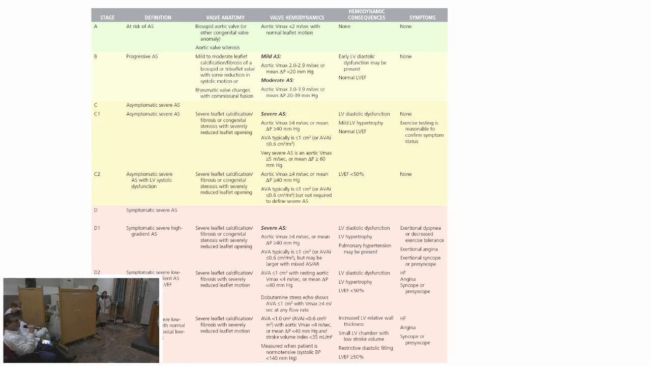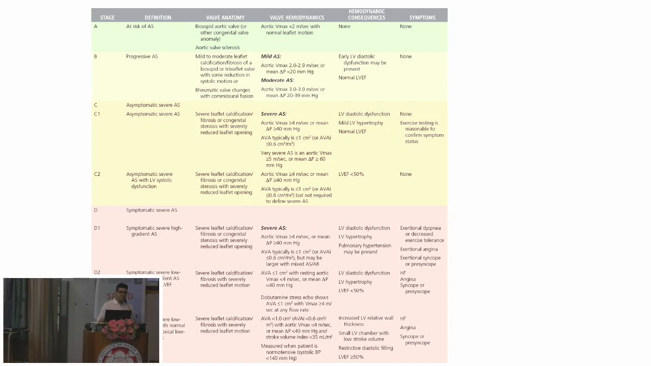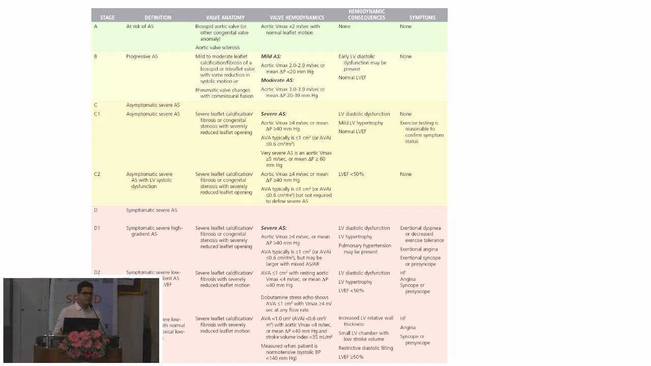This is commonly and frequently asked in the exam, so we should know all the classes of AS, and what is pertinent for us is what are the class 1 indications for AVR. In that sense, any class D and C2 are class 1 indications for AVR. That is what we have to remember. And in D, we have the standard D1, then D2 is what we are talking about now, and then D3 is the paradoxical low flow, low gradient.